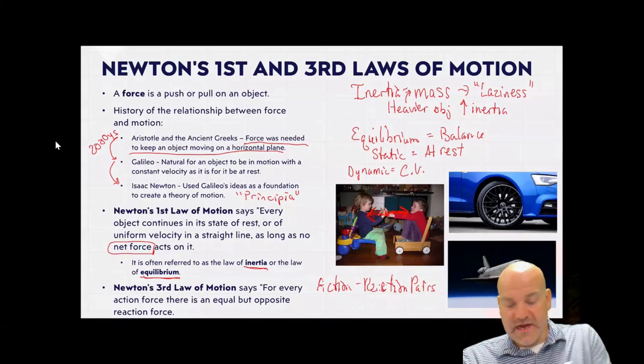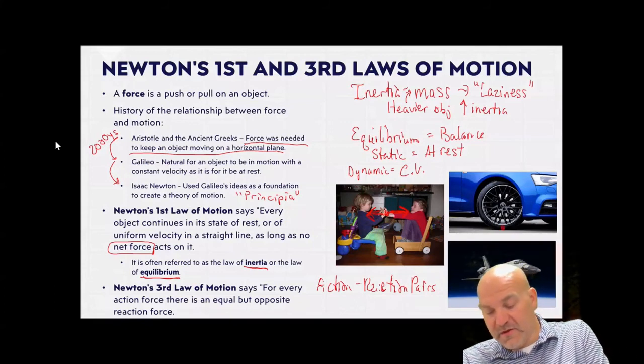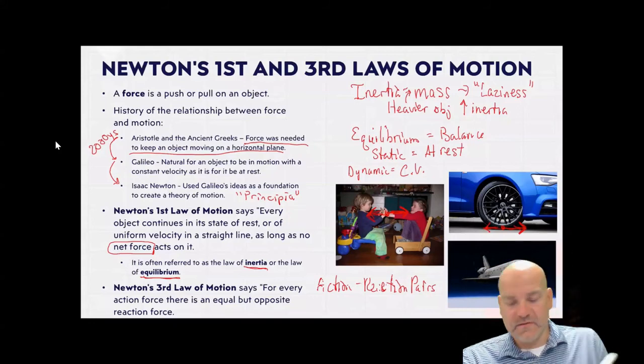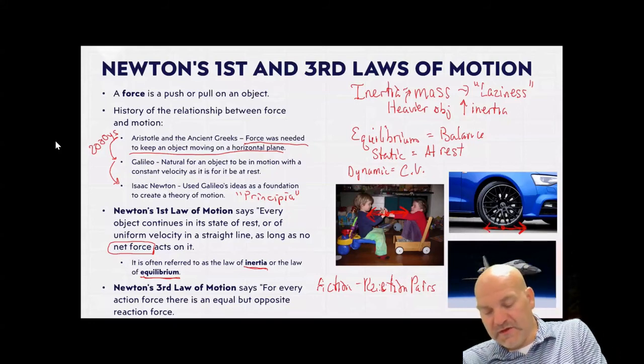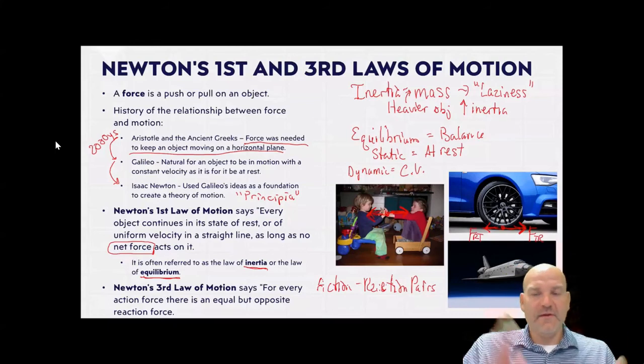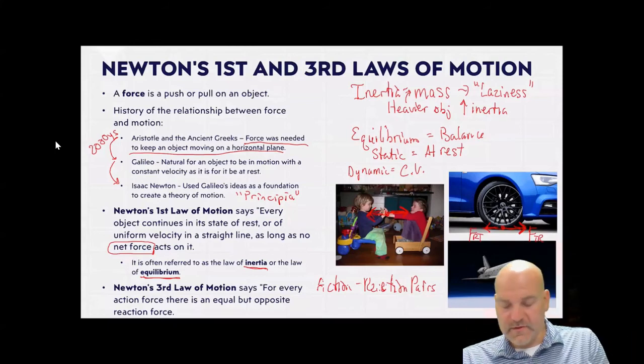And then action-reaction pairs is actually how we move in cars, right? It's not necessarily the engine of the car. It's the interaction between the road and the tire, right? And so if the tire is pushing on the road, the road is going to push back on the tire. And that's what creates the wheels turning, okay?